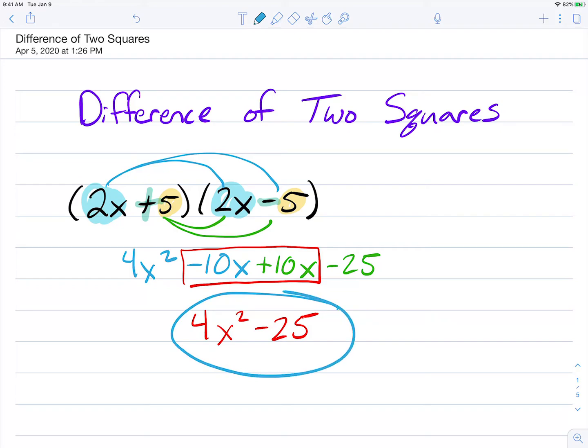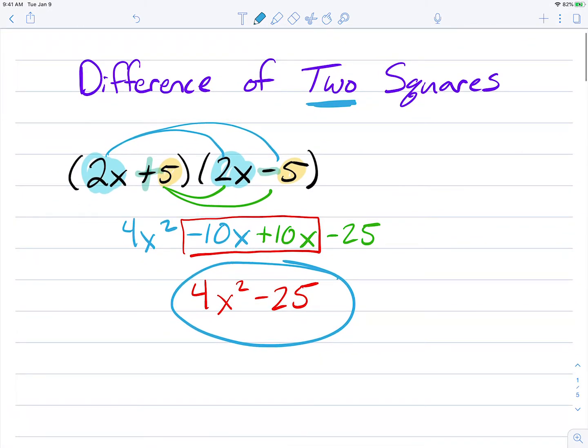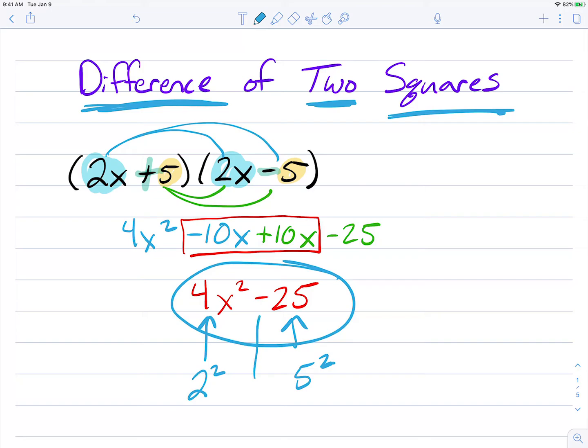So we're only going to have two terms today, which is why it's 2. And if you look at the numbers, they're both square numbers, which is why it's a square, because 4 is 2 squared and 25 is 5 squared. They are also a difference because the problem is a subtraction. So the name actually says what it is. It's a difference, which is a subtraction problem, of two squares. There are two of them and they are square numbers, okay?